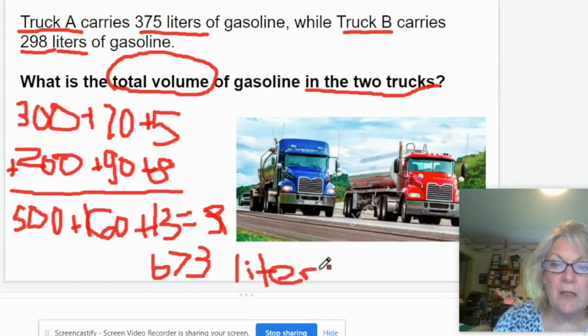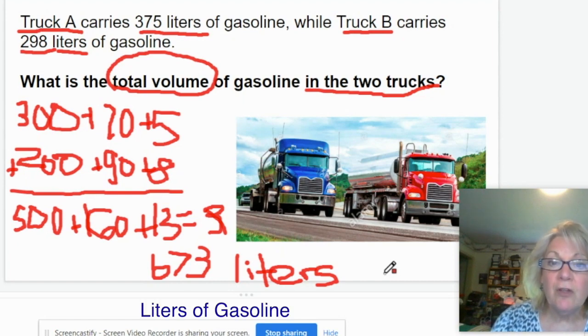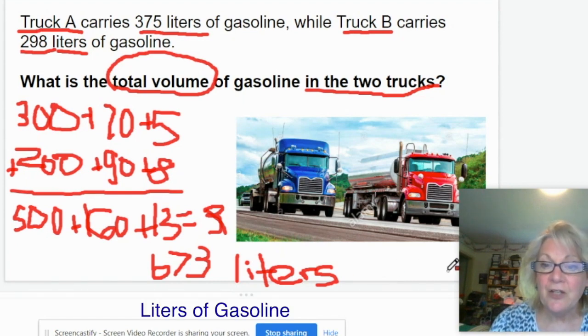And I'm going back to my form of measurement, liters. The coolest thing that I find about all this is it doesn't always matter what measurement you're working with. You go back to the strategies that you knew before about solving word problems. So the answer is 673 liters of gasoline. And I could continue to write that if I could fit it. Thank you, boys and girls.